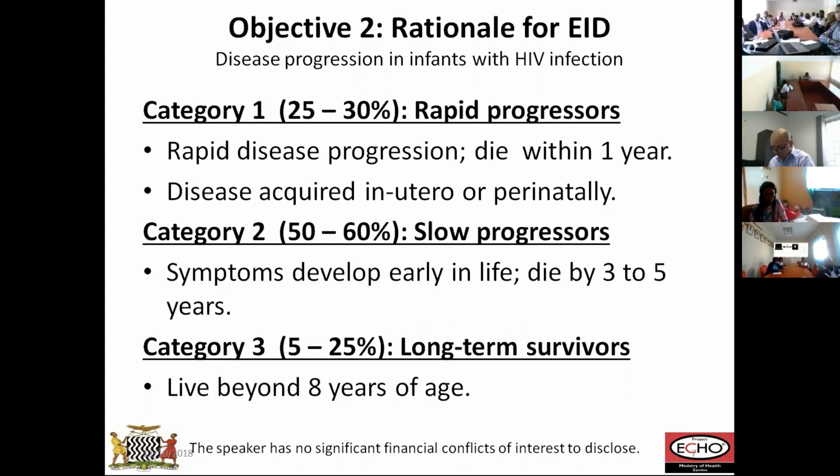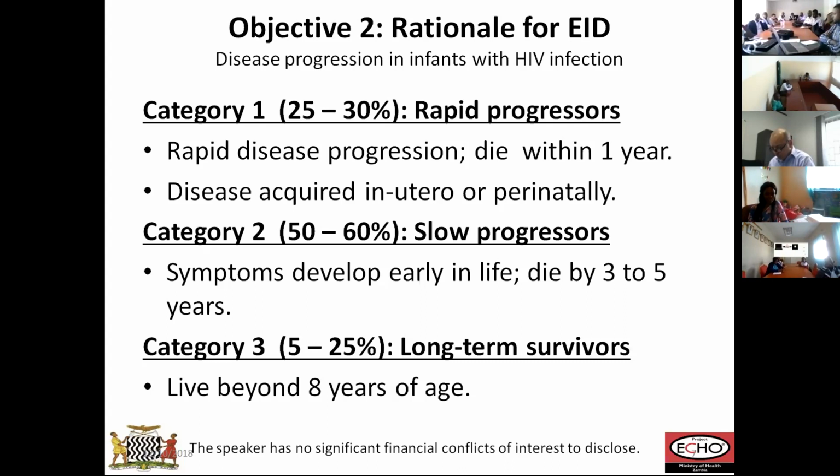And then we have a group, 50 to 60%, who are called slow progressors. These ones will also develop symptoms early in life, but not as early as in category 1. And they may live up to 3 to 5 years of life and then succumb to HIV infection. We have a small percentage of children who are in category 3. It can range from 5% to 25%, who are long-term survivors.